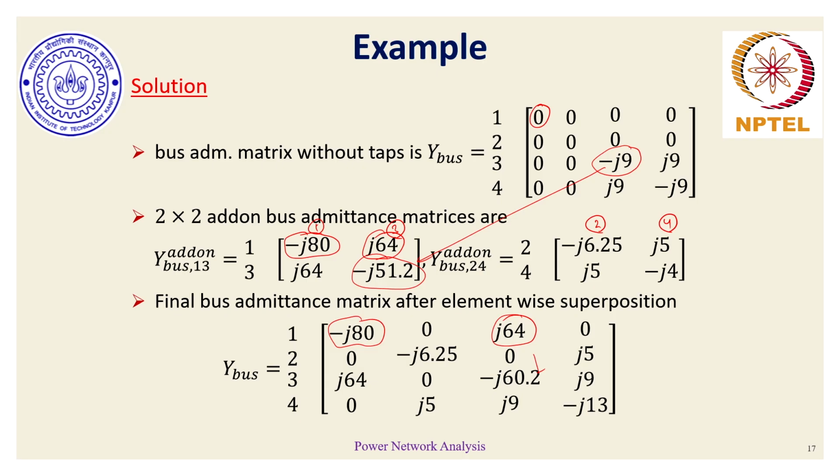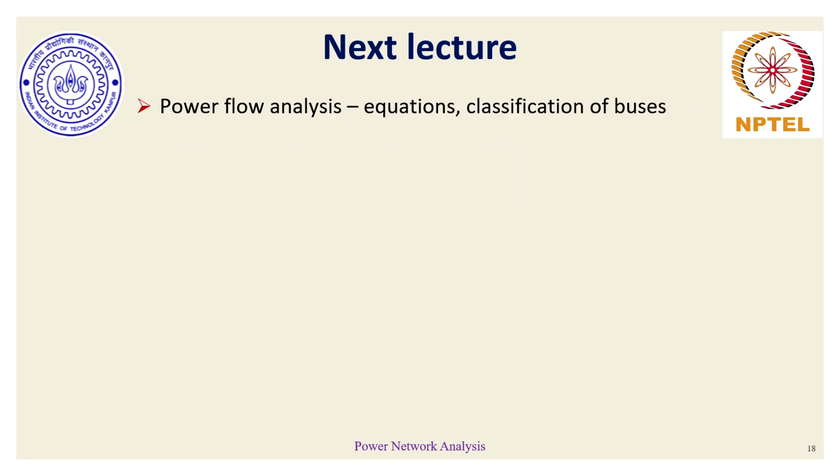With this, I conclude today's discussion. In the next lecture we will look at certain equations which create the premise of power flow. These equations are built on top of the bus admittance matrix, and hopefully towards the end of the next lecture we will understand a few types of buses, their labelings and classifications in power flow analysis. Thank you.